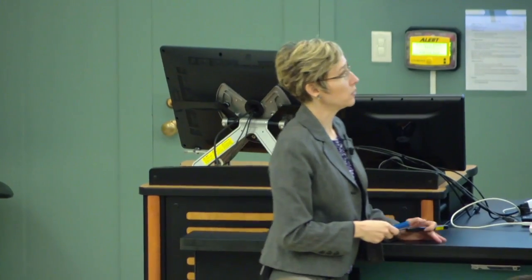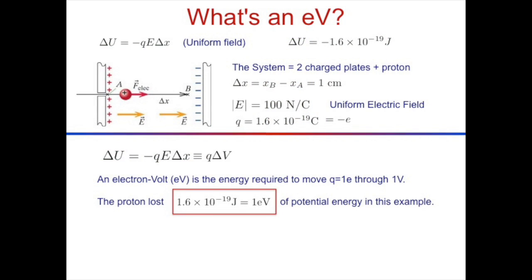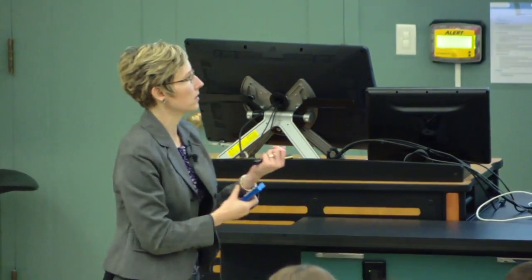That costs me, as you calculated, 1.6 times 10 to the minus 19 joules of energy. But another way to look at that is 1 electron volt. So an electron volt is the energy to move 1 electron through 1 volt. There's the conversion. 1.6 times 10 to the minus 19 joules is 1 eV of potential energy difference. So the potential energy difference you calculated before was 1 eV. Any questions about that? It's just a definition of units. Okay.